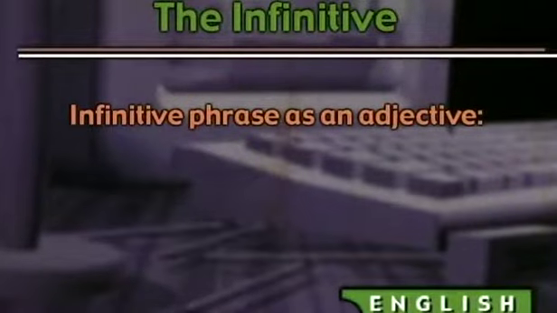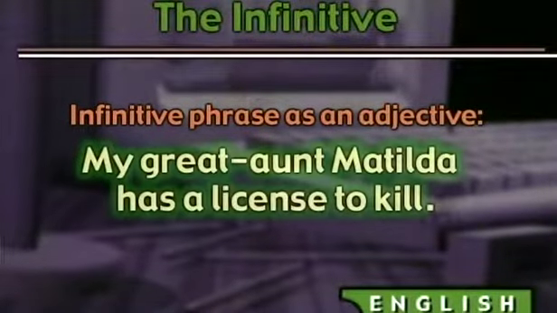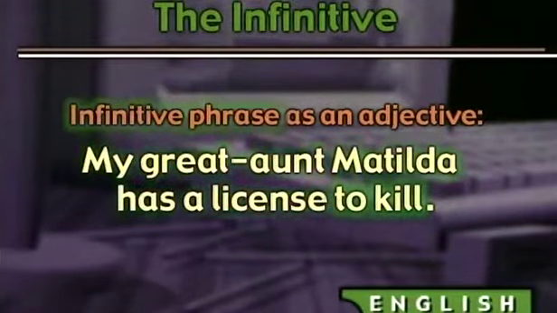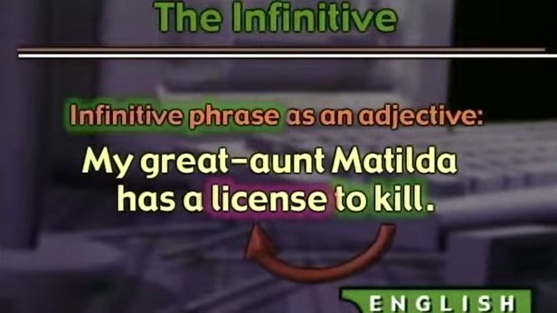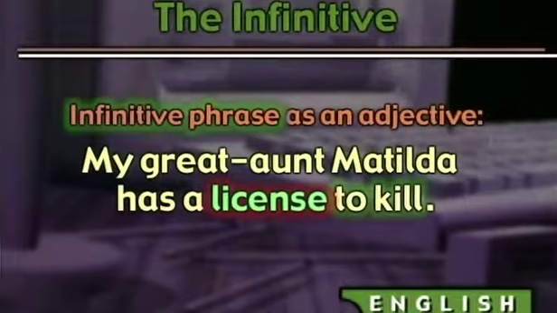Now, let's use an infinitive phrase as an adjective. My great-aunt Matilda has a license to kill. Here we have an infinitive phrase, to kill, modifying the word license. What kind of license is it? A license to kill. Now let's just say you have a license to change the form of your verb to an infinitive. Use it with caution.